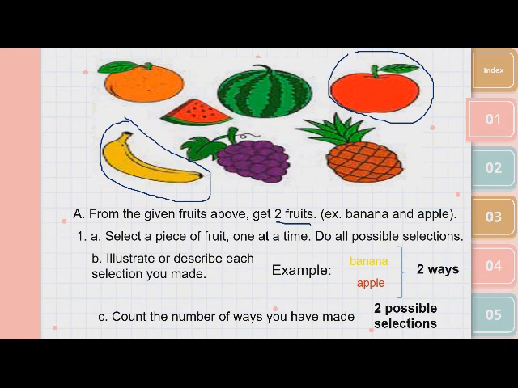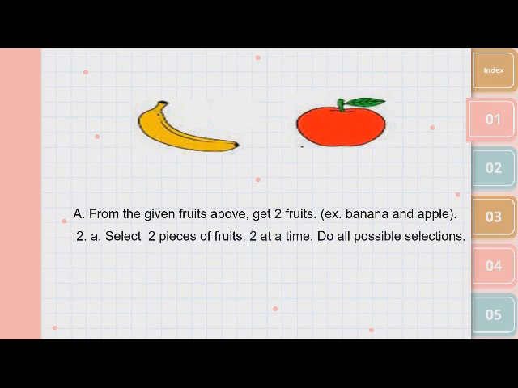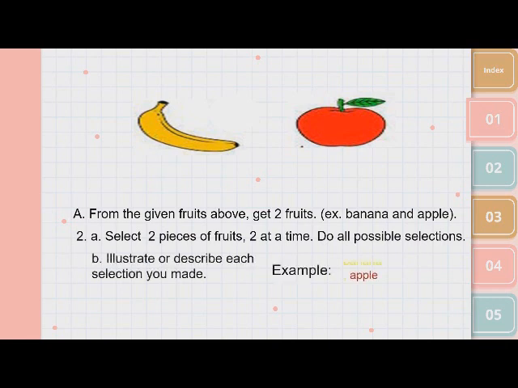Now let's proceed to the second. How about using the same situation, two fruits, banana and apple again, but this time you will select two fruits at a time. So how are you going to do it? For example, you can have banana, apple, or apple, banana. Either way, that is considered as one way only. Why one way? Because banana and apple or apple and banana are just the same.